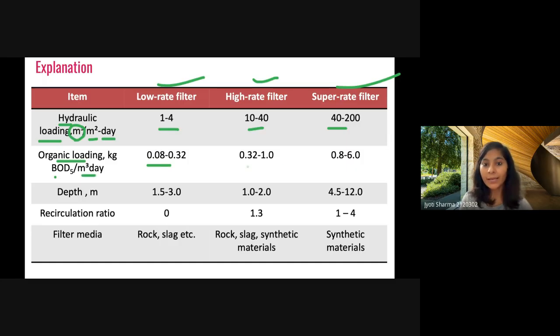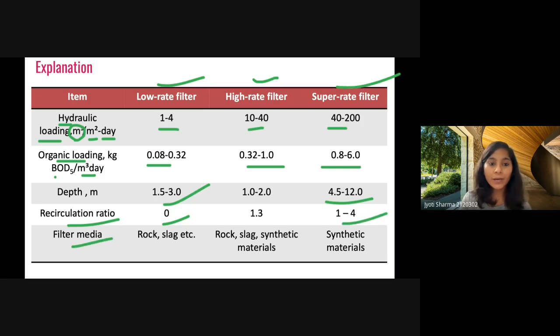And in high rate and super rate it can be more. It means whenever we have very dirty water that has higher organic loading, that can be removed efficiently using high and super rate filters. Depth is higher for the super rate filter in comparison to the low rate filter. Recirculation ratio is 0 here. For the high and super we can recirculate, and this is 1 to 4.